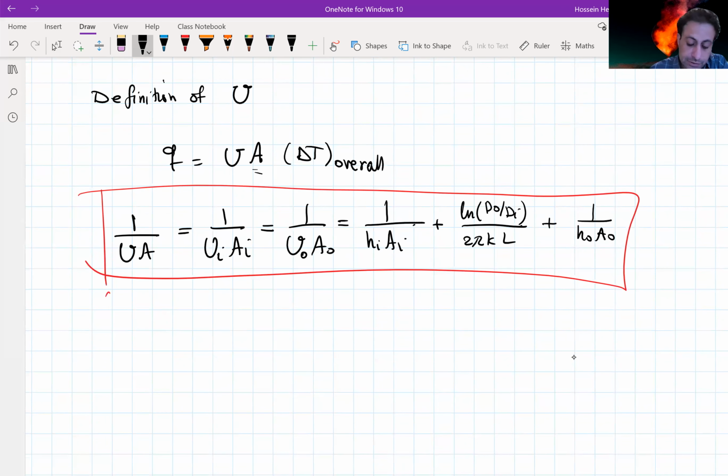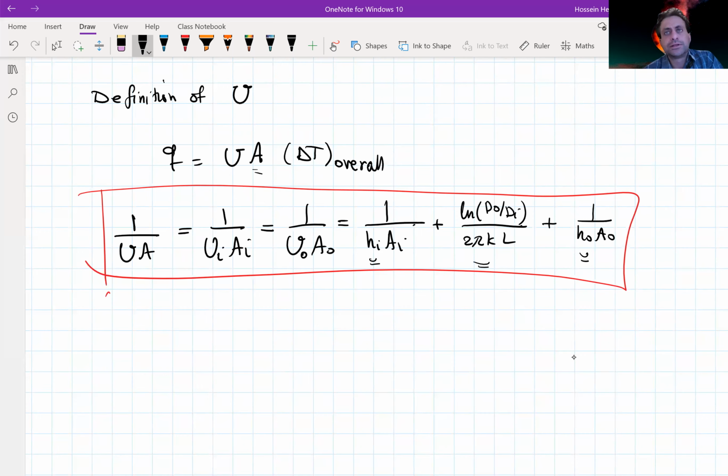In order to evaluate this overall heat transfer coefficient, we need to have the values of hi and ho, which are the convective heat transfer coefficients. We have seen that for forced flow, and we will see it for natural convection and condensation and boiling too. Another thing here is having the thermal resistance because of the thermal conductivity.